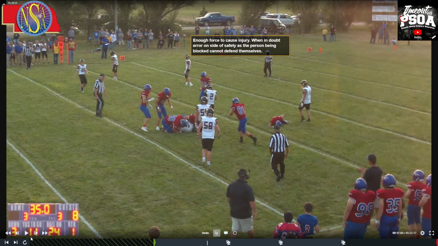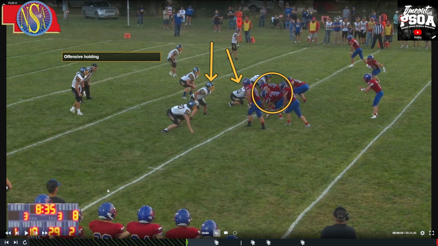When in doubt on these blindside blocks, it is forceful. That is the intent of this rule, because the person receiving the block cannot defend themselves, they're a duck on the pond. So when in doubt, throw the flag and explain to the coaches and players how to avoid this. Lead with open hands. Offensive holding.